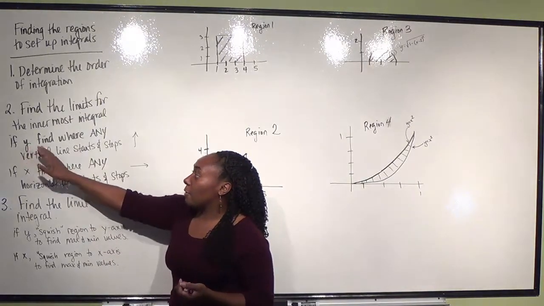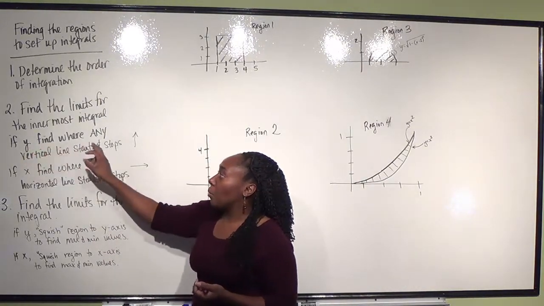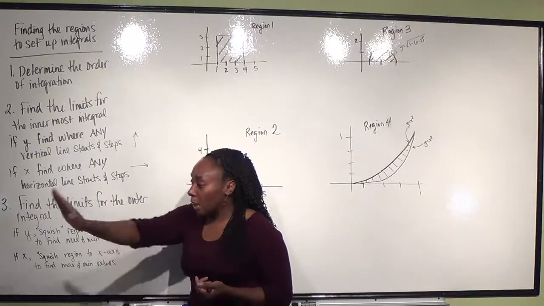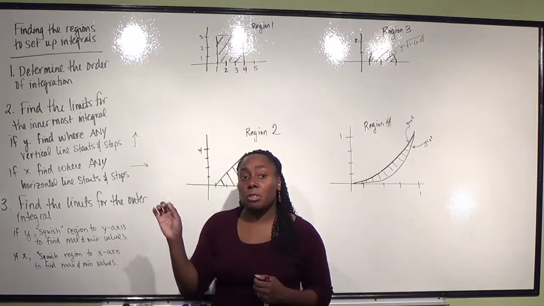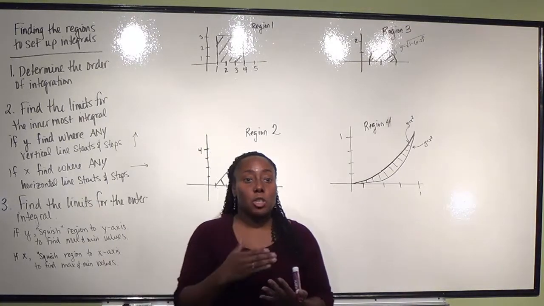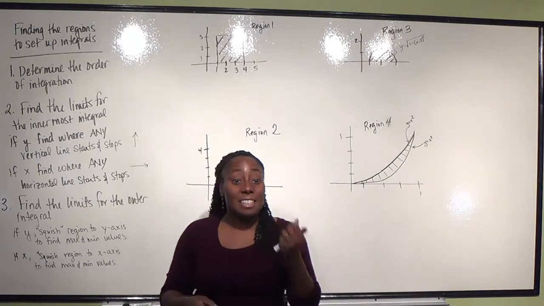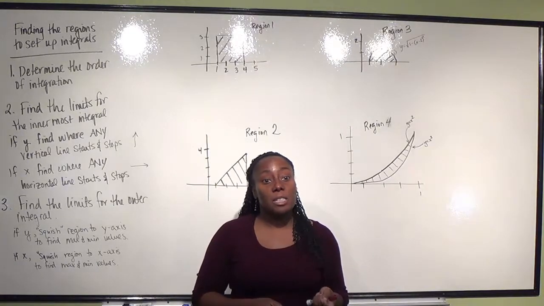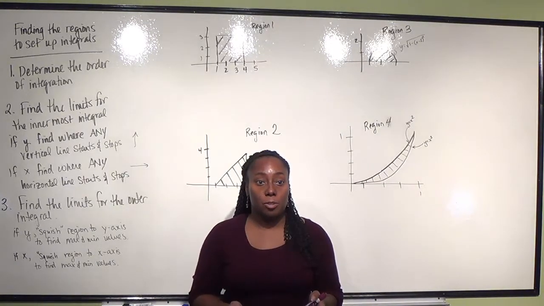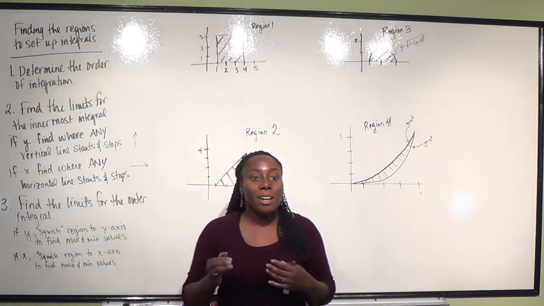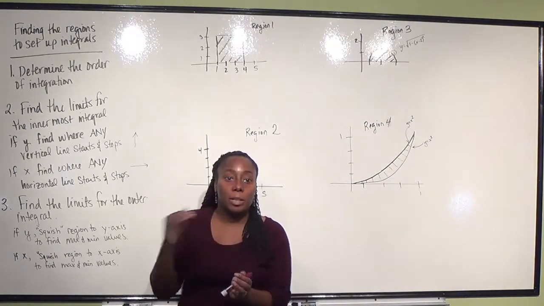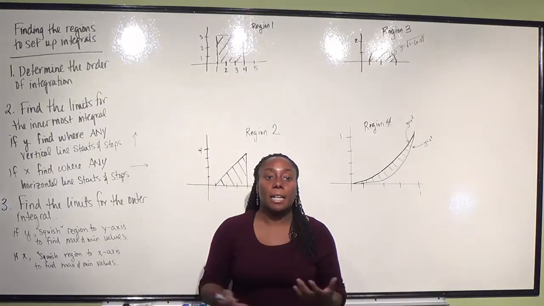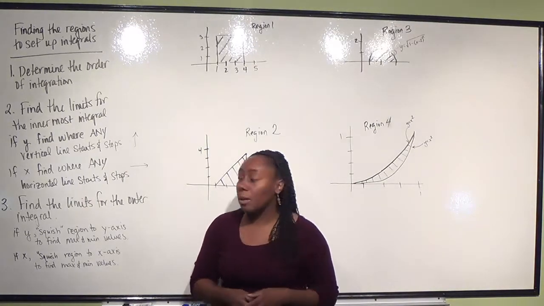If I want to try and do y first, I want to pick any vertical line, meaning looking at the entire region and picking a vertical line, and figure out where it starts and stops. If my starting or my stopping point is the same curve in both cases, I'm probably not going to want to do y first. Or if there's not clearly one starting function all the way through or one ending function all the way through, again, I'm probably not going to want to do y first.